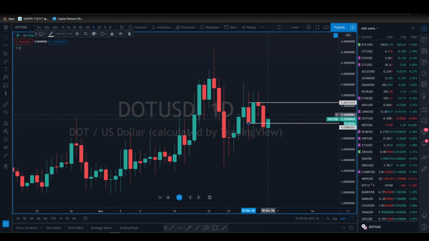Proven otherwise means there needs to be a daily closure above this level, which is 507, and then we can look for a retest of 546. If we get a daily closure back below 507, you can look for this area to be tested next, and this is going to be 480. Now on to the king.